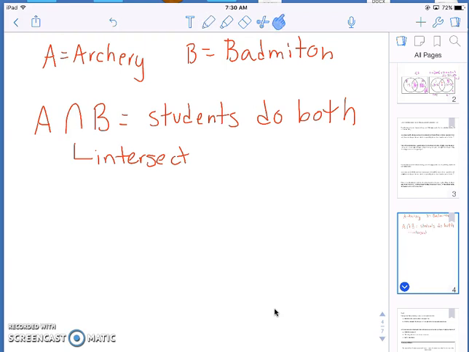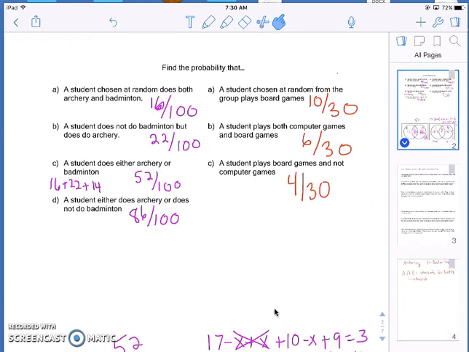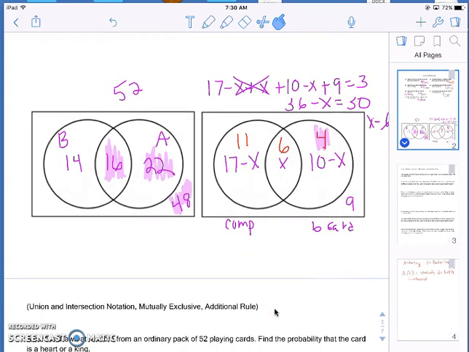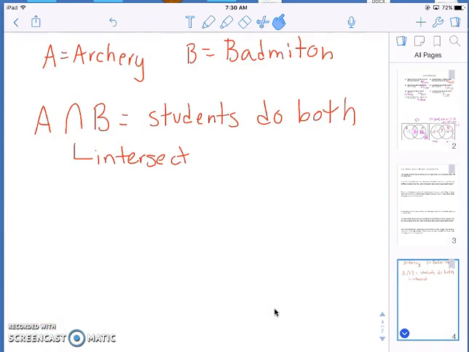So if we go back to our badminton question here, let's see. If we wanted to know the intersection, there was 16 out of the 100. So our intersection would be 16 out of 100 students.